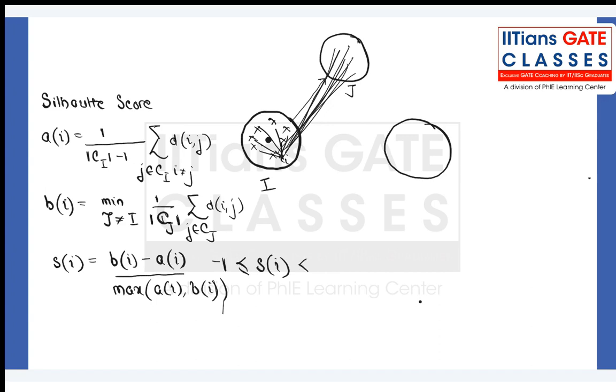If the value is 1, which means bi is much greater than ai, that is the best case. The closer it is to 1, the better the clustering you have. The closer it is to -1, the worse the clustering you have. It could be negative only when the value of ai is more than bi.